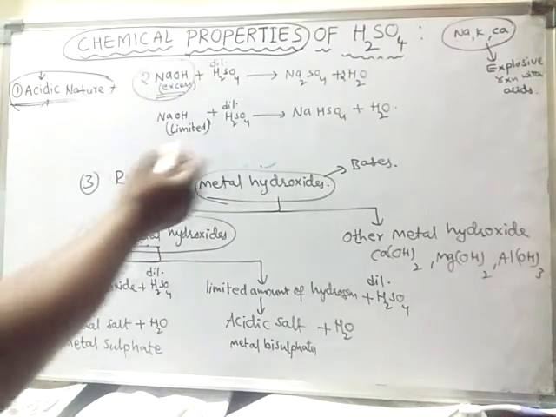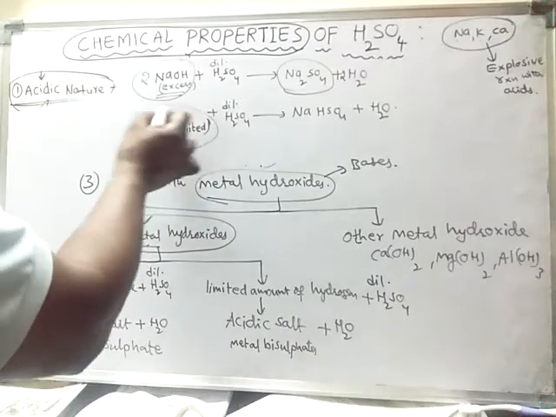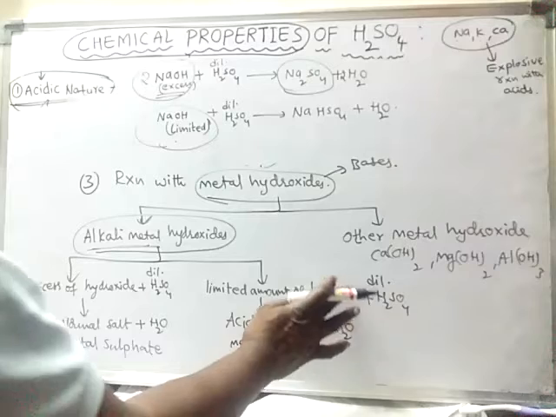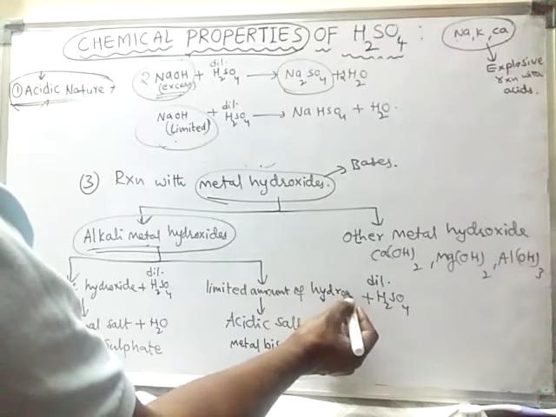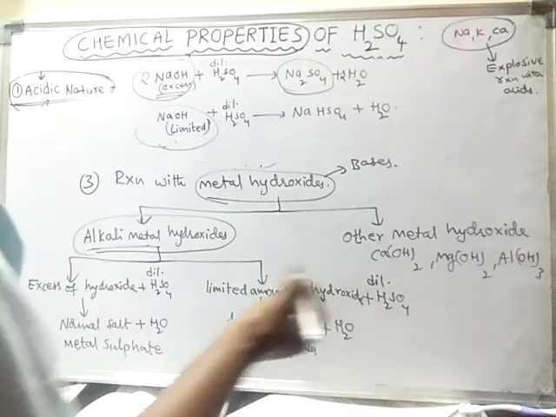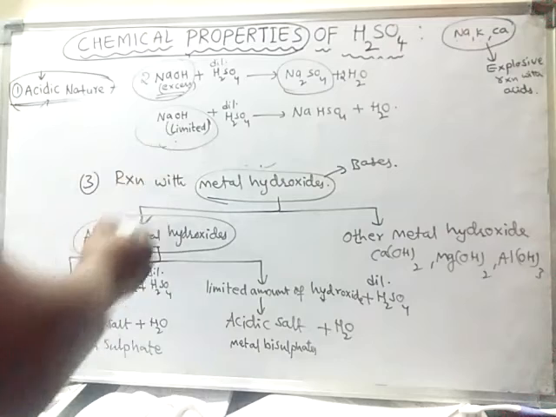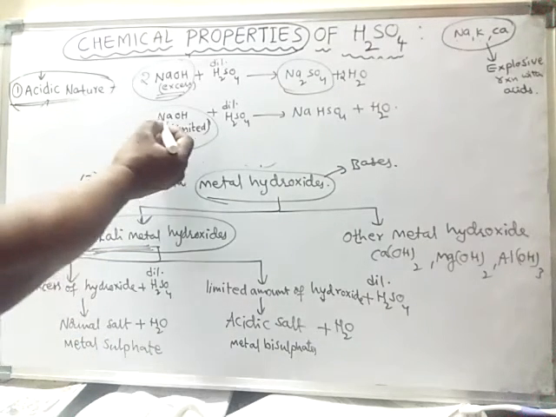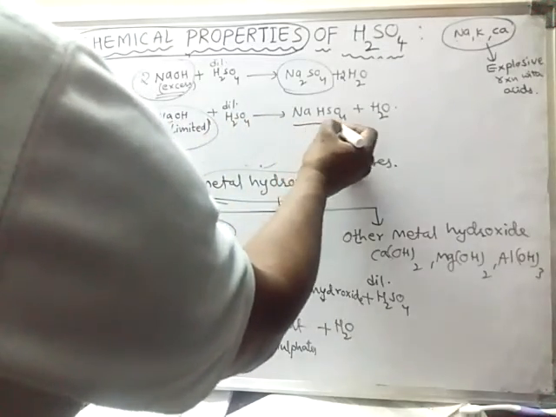metal hydroxides, it forms a normal salt, and with a limited amount of metal hydroxide, alkali metal hydroxides, that means first group metals, their hydroxides, they form this acidic salt.